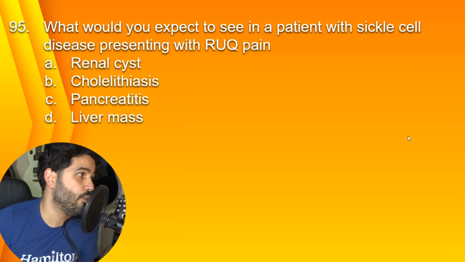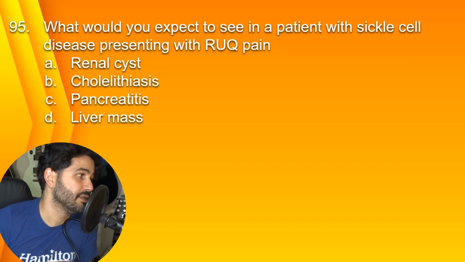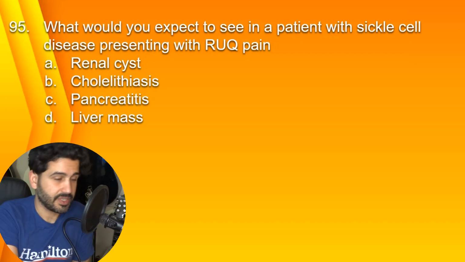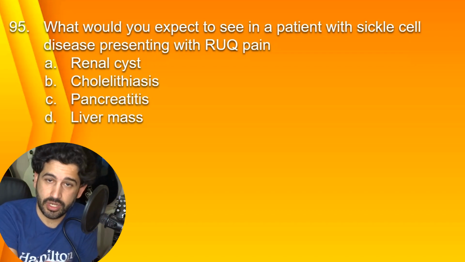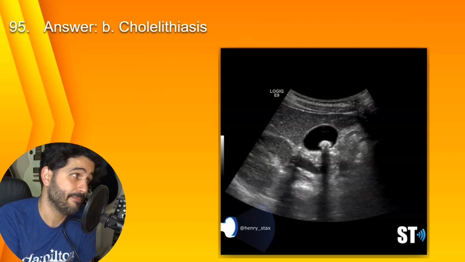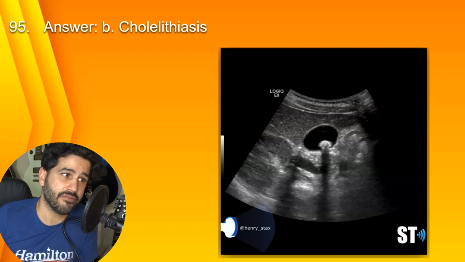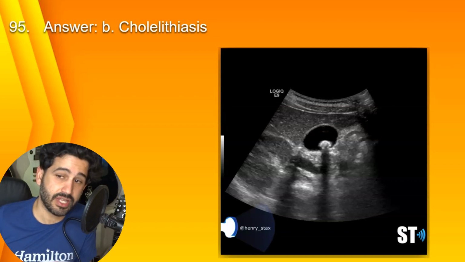Number 95. What would you expect to see in a patient with sickle cell disease presenting with right upper quadrant pain? A, renal cyst. B, cholelithiasis. C, pancreatitis. Or D, liver mass. All right, so a common complication in sickle cell patients is cholelithiasis. So you would see B. The answer is B, cholelithiasis. Their stones are usually made up of mostly bilirubin, as opposed to adults who have cholelithiasis, whose stones are usually made up mostly of cholesterol crystals.